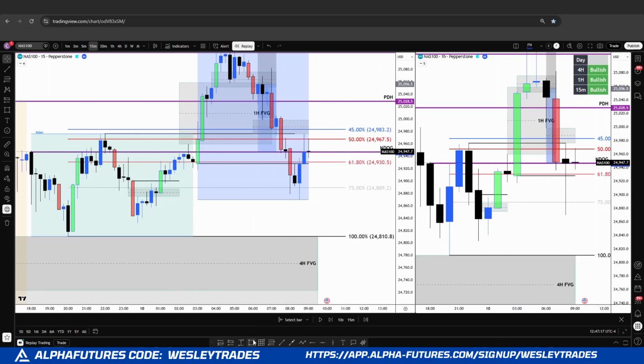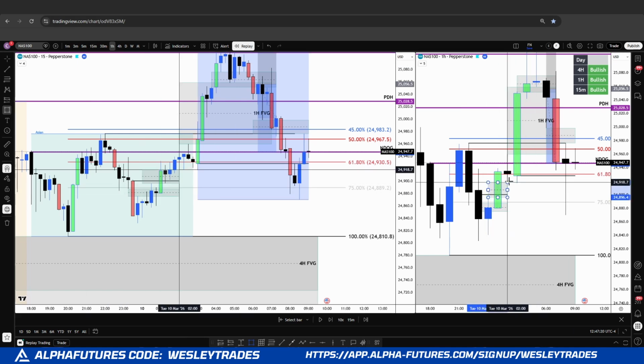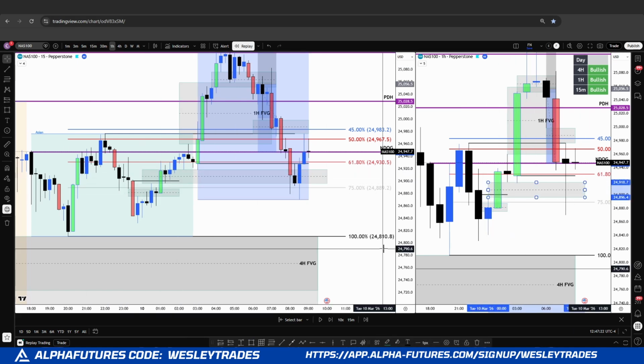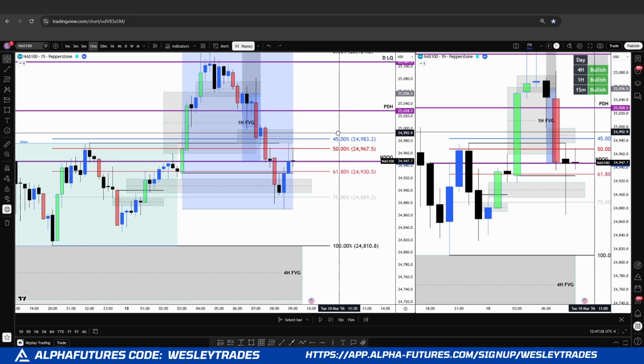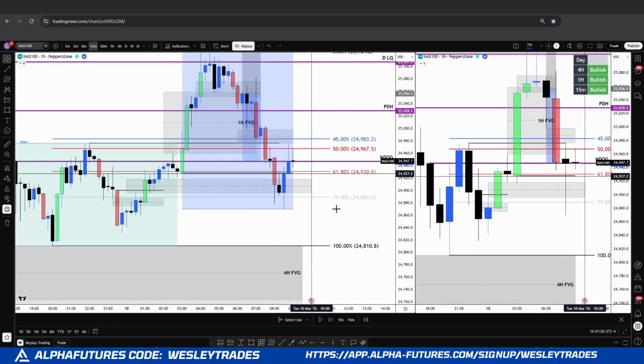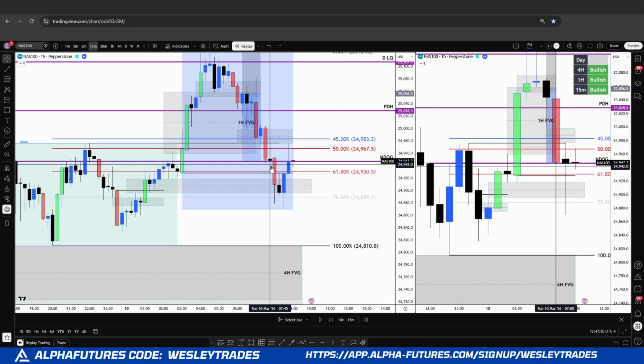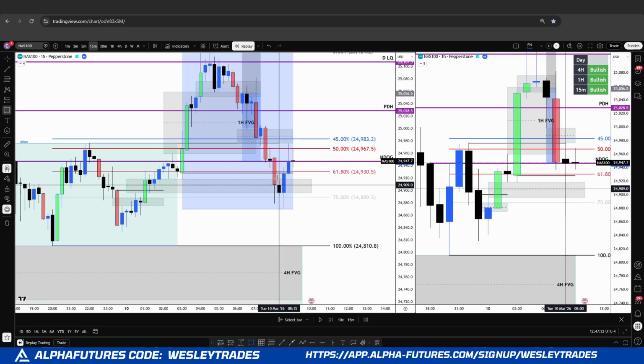We respected that 1 hour fair value gap. We respected this 4 hour fair value gap. We actually tapped into it again. We're respecting this Fibonacci retracement at this point in time. And the 15-minute time frame started turning bullish. So why is the 15-minute time frame now bullish?